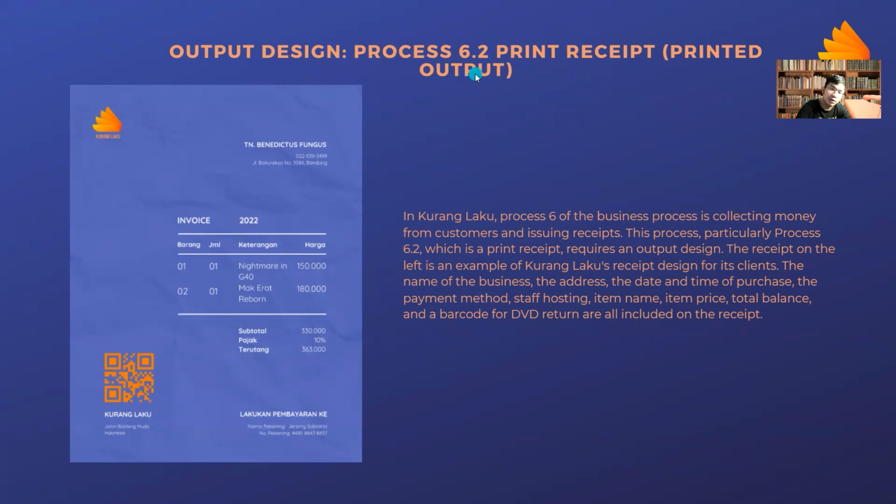This is from the customer part. If the customer has purchased and already made the transaction, there is a printed receipt. This is the printed output from Kurang Laku DVD. In Kurang Laku, the business process is collecting money from customers and issuing receipts. This process, particularly process 3.2, which is print receipt, requires an output design. The receipt on the left is an example of the Kurang Laku receipt design for clients. The name, address, the date and time of purchase, the payment method, staff posting, item name, item price, total balance, and a barcode for DVD return are all included on the receipt.